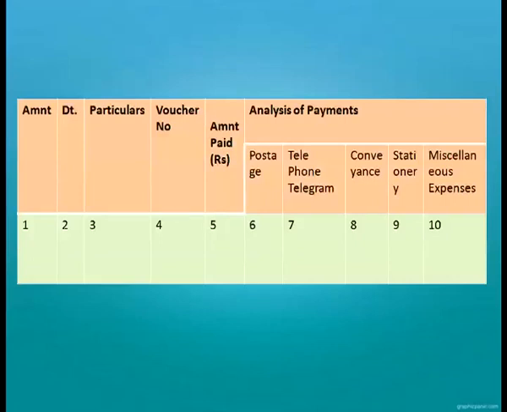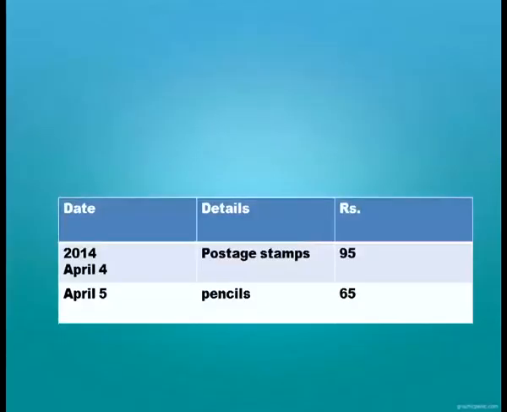Format of the petty cash book: amount, date, particulars, voucher number, amount paid and its bifurcations like postage, telephone expenses, telegram, conveyance, stationery, etc. Here is a question. Mr. Sumit, the petty cashier of Messrs. Travel India, received rupees 2000 on April 1st, 2014 from the head cashier. Prepare petty cash book on imprest system. So, under the imprest system, he is receiving 2000 every month. Some expenses I have given: auto fare, courier services, postage, pencils, etc.